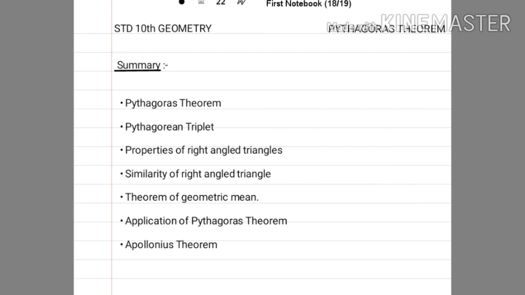Next is the theorem of geometric mean. It gave us the relation when a perpendicular is drawn from the vertex of the 90-degree angle to the opposite side, that is the hypotenuse. The hypotenuse gets divided into two parts, right? So we get the relation that the square of the perpendicular drawn from the vertex to the hypotenuse is equal to the product of the divided sides, right? This is what we learned in that.